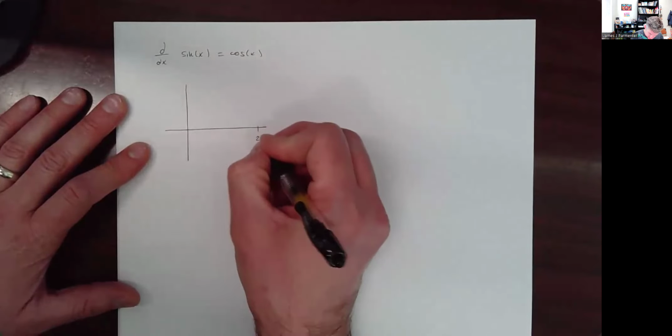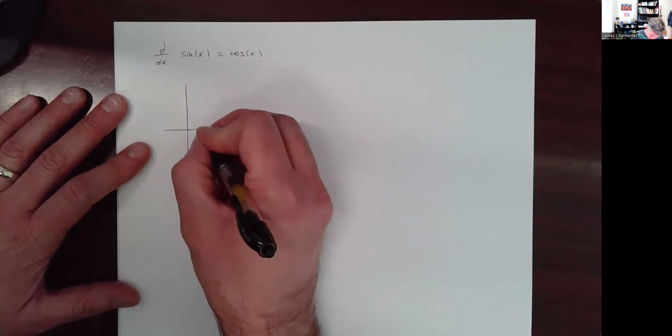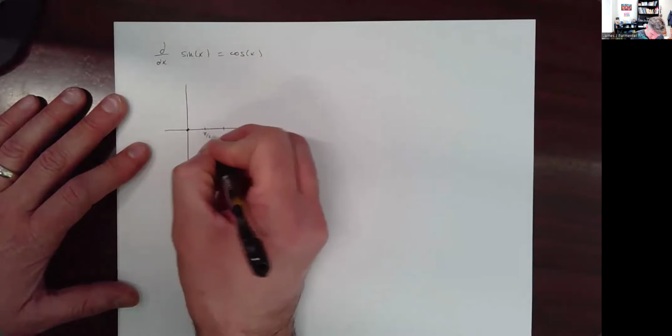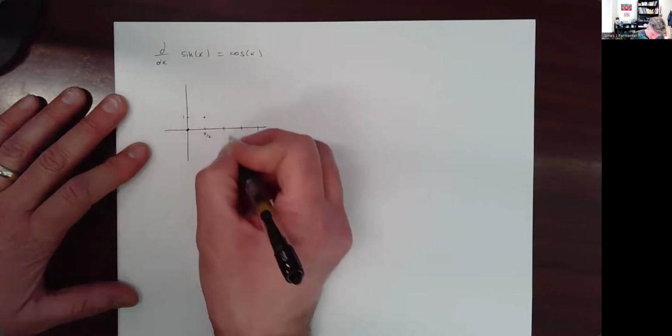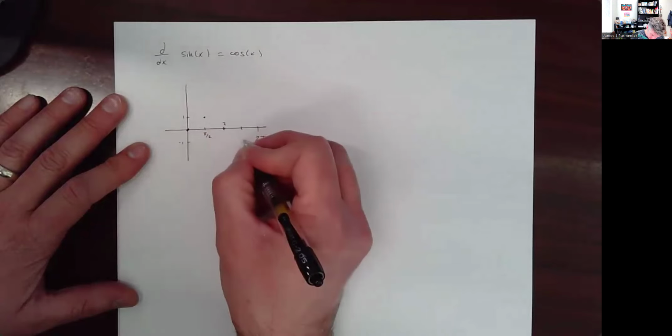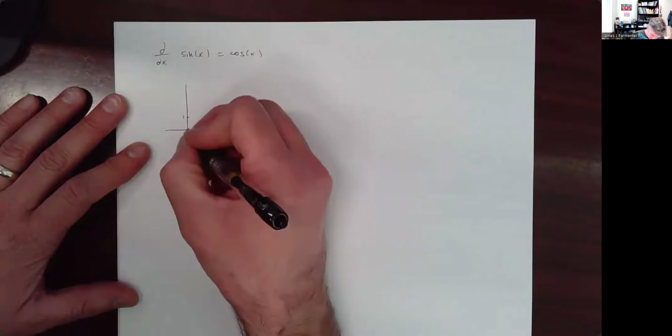So let's graph one period of sine. It starts at the origin, and then at pi over 2, it goes up to 1. And then at pi, it goes back to 0. And then at 3 pi over 2 it goes down to -1. And then at 2 pi back to 0.